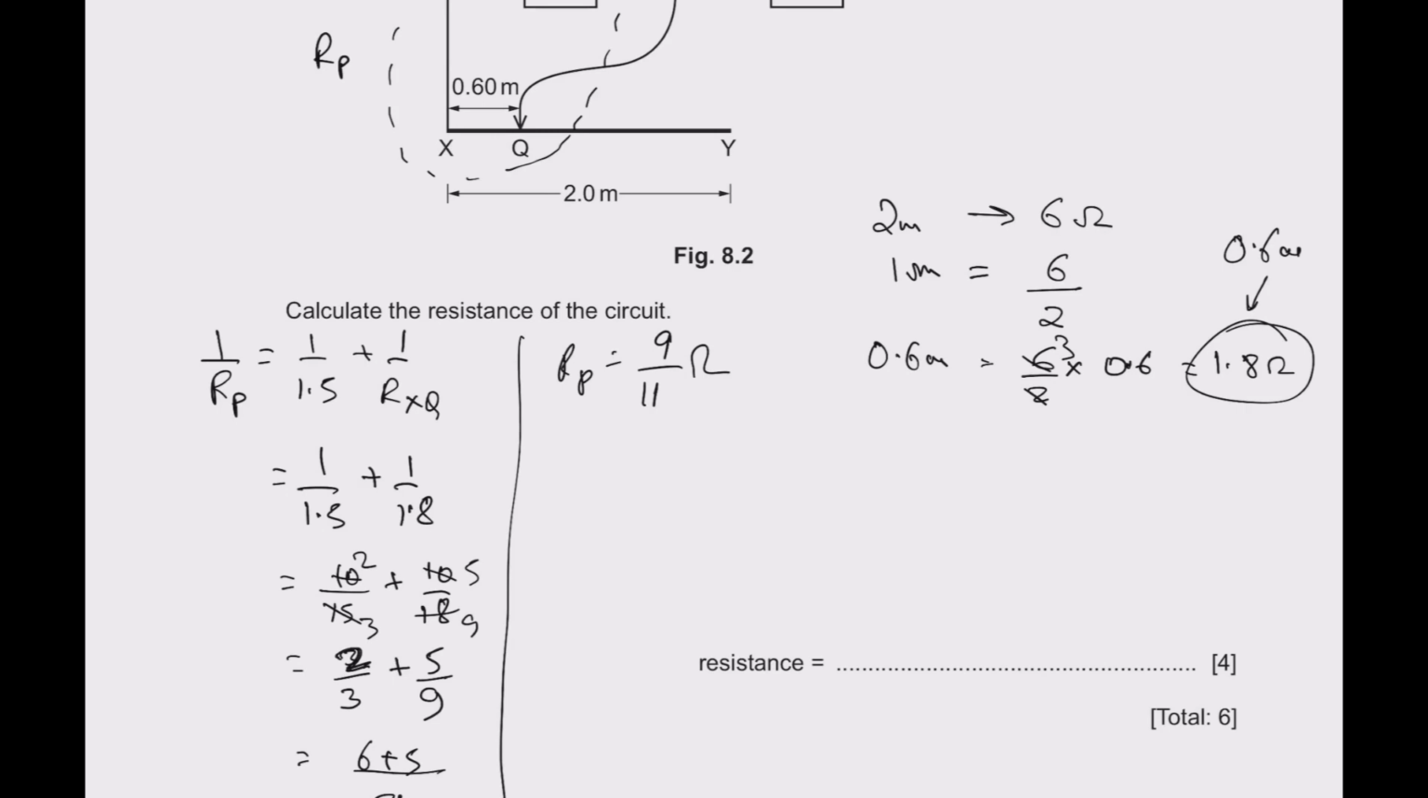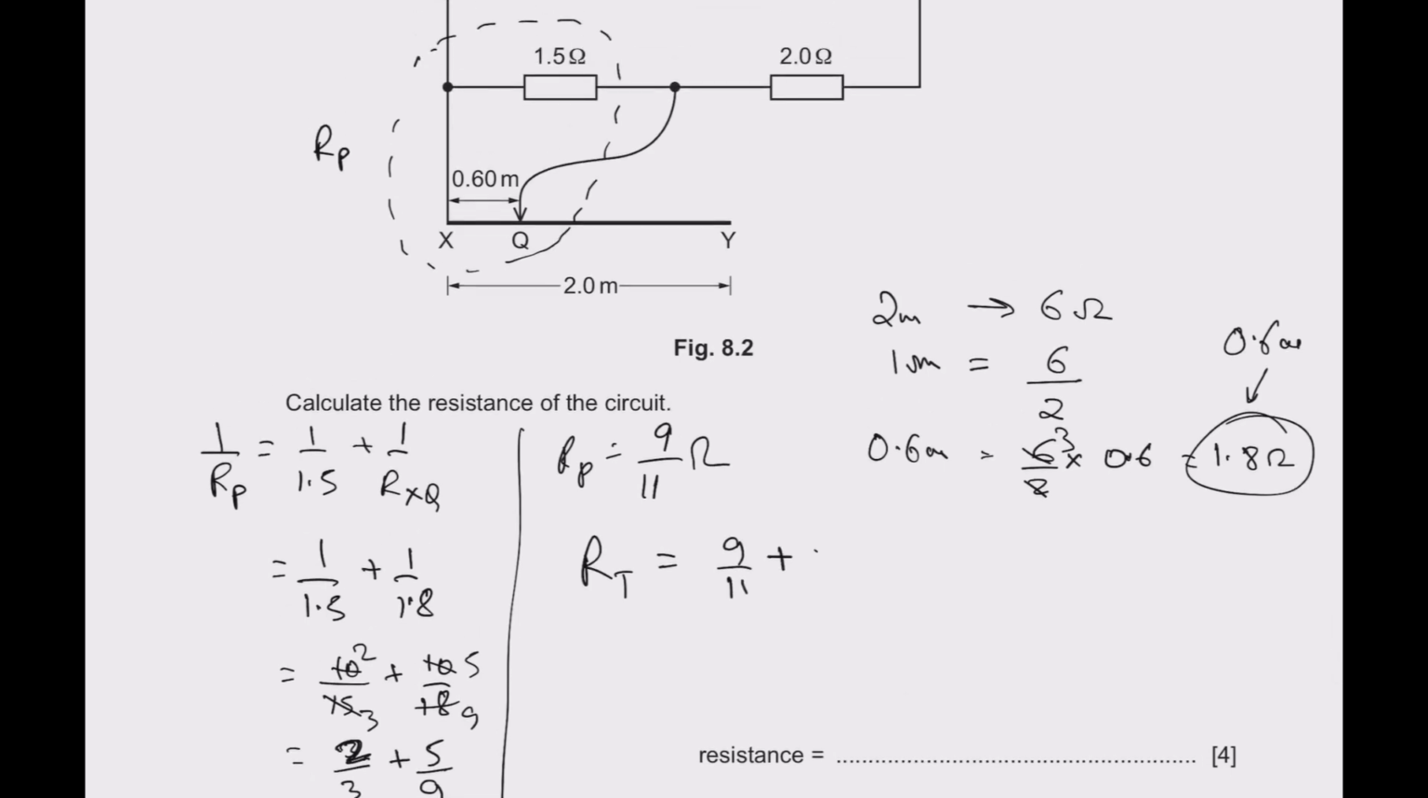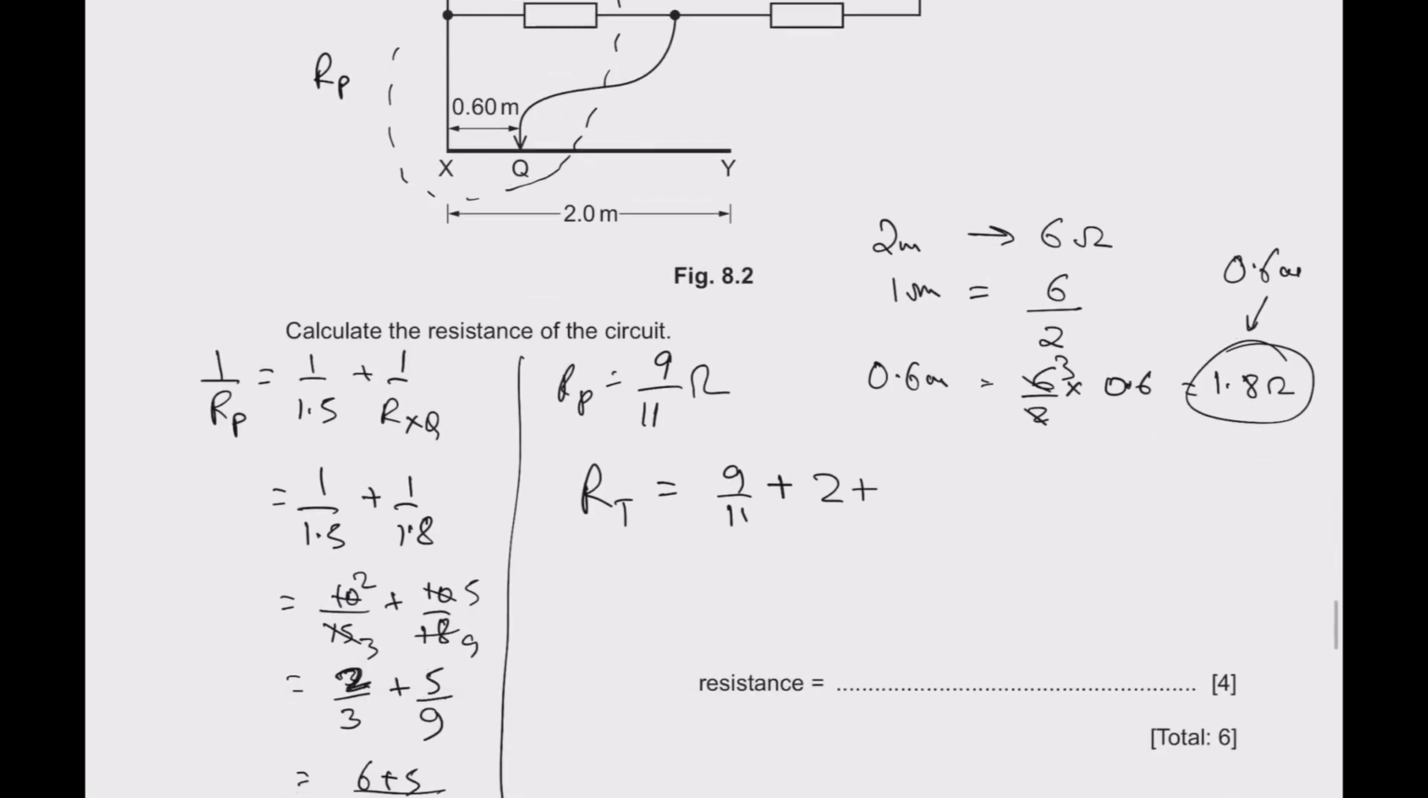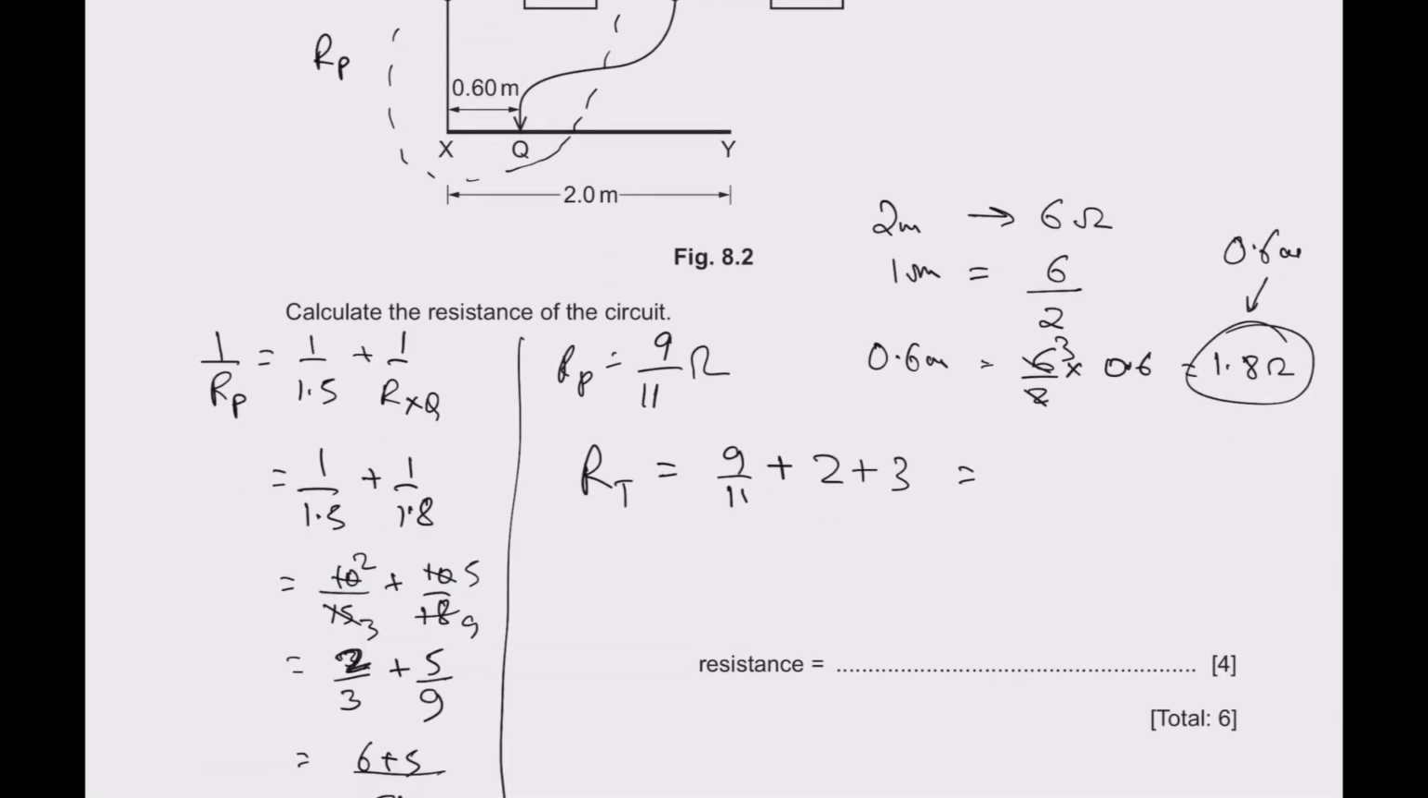Now we have to calculate the total resistance. So R total will be equal to 9 by 11 plus 2 ohm plus 3 ohm, which is equal to 9 plus 22 plus 33 divided by 11. If I calculate this, 9 plus 22 plus 33 divided by 11, it comes out to be 5.81 ohm. So rounding off to two significant figures, the answer is 5.8 ohm.